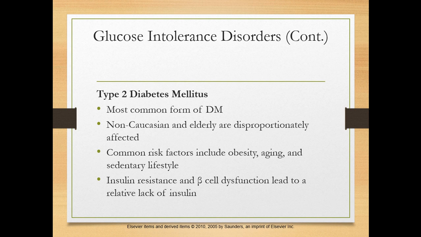So these patients have what we call insulin resistance and B cell dysfunction, which leads to the lack of insulin. So definitely a little different than type 1. If you remember, type 1 was B cell destruction. This is actually B cell dysfunction. These patients are also insulin resistant, which means that the insulin receptors are not binding to the beta cells as they should, which is why it's a beta cell dysfunction.